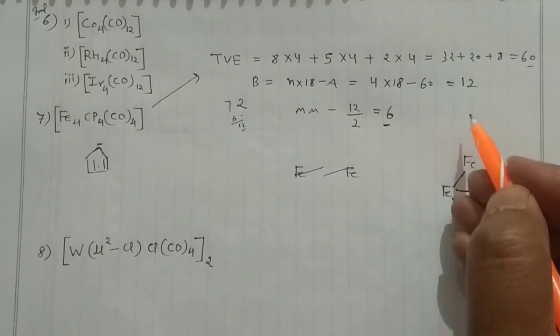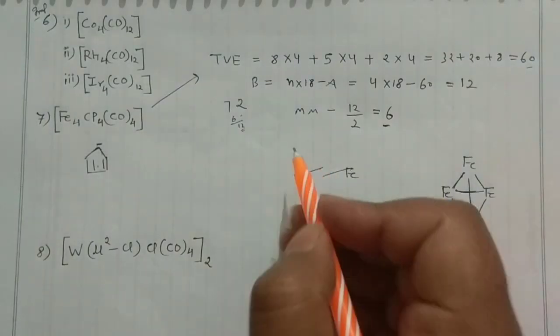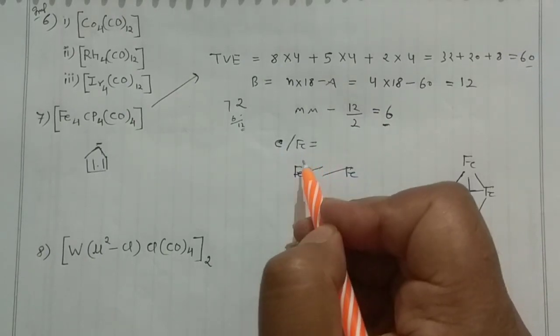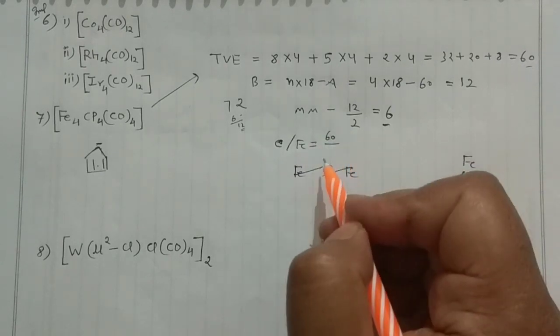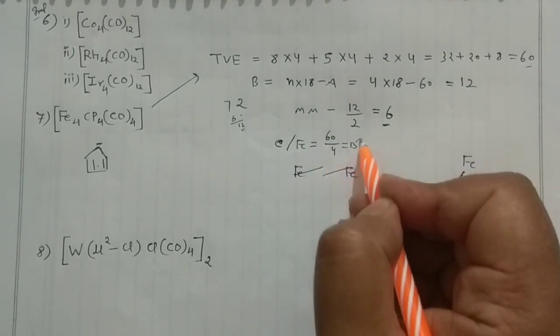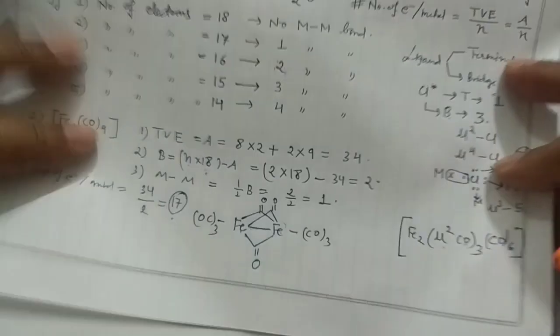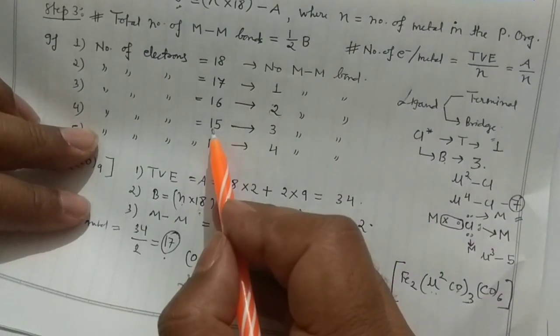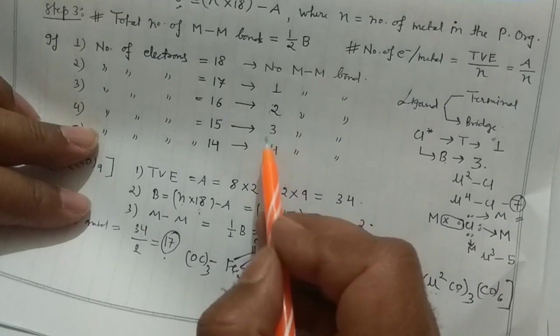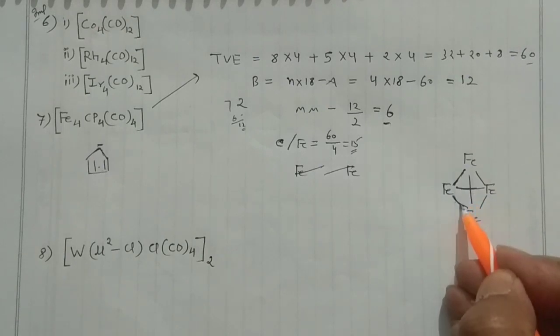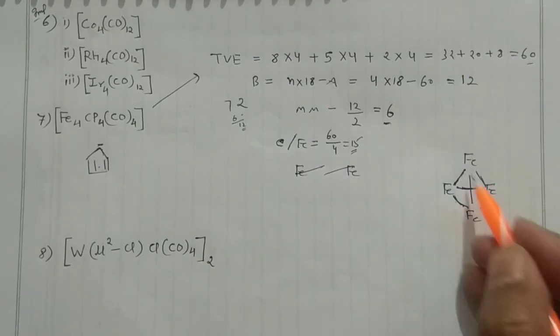First of all, I have to determine the total number of valence electrons per Fe. So electrons per Fe would be 60 divided by 4, that is 15 electrons. For 15 electrons, 3 metal bonds would be there. So this iron forms 1, 2 and 3, and this iron forms 1, 2 and 3. Similarly, this one is forming 3.